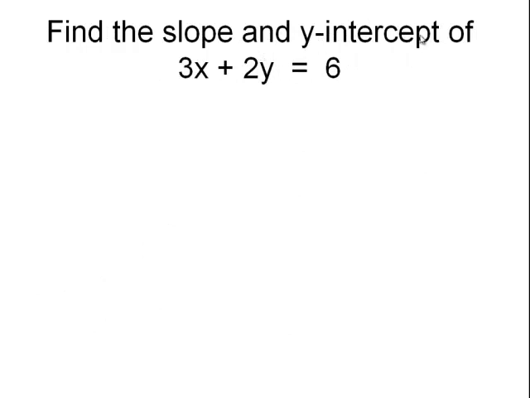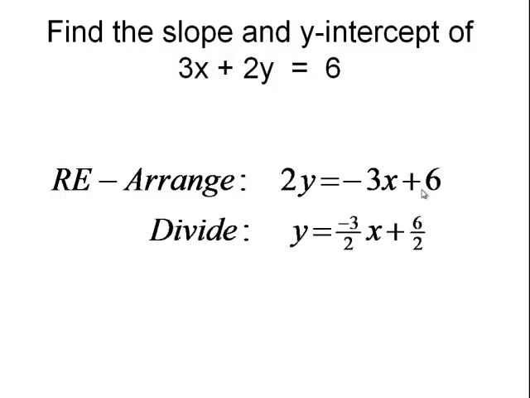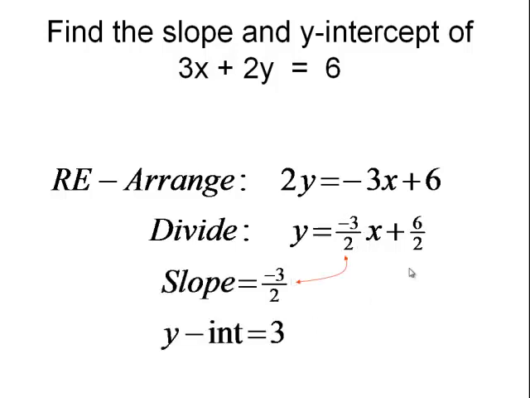Now, I want you to find the slope and the y-intercept. Well, we just need to rearrange it into slope-intercept. Move the 3x over. Divide by 2. So you get negative 3 halves x plus 6 halves. And your slope is in front of x, the negative 3 halves. And your intercept is the number at the right side, which is 3.